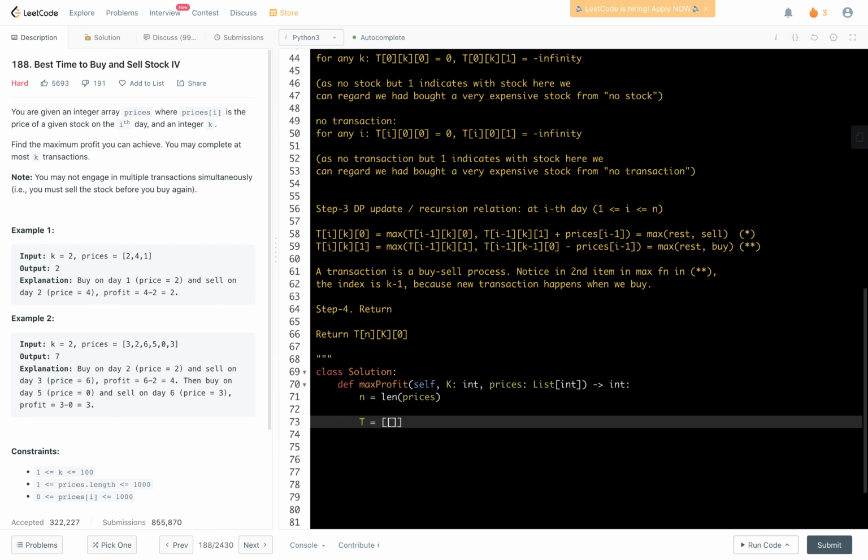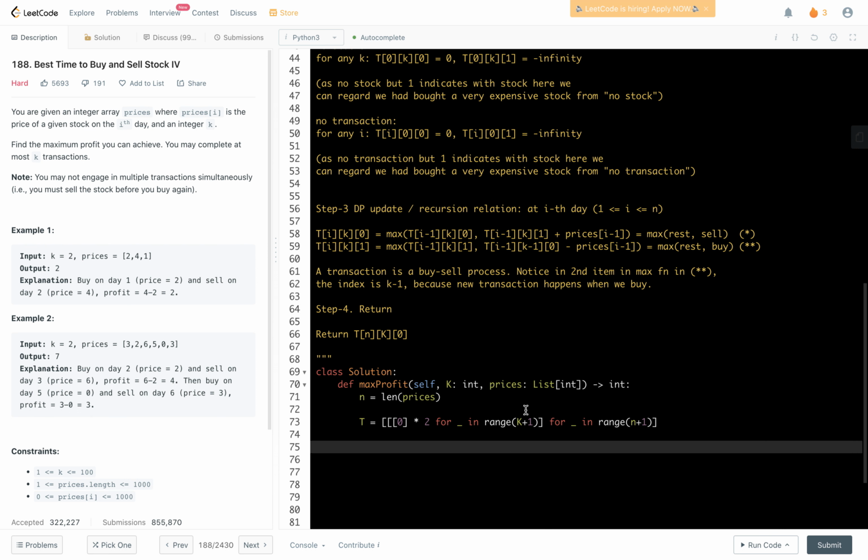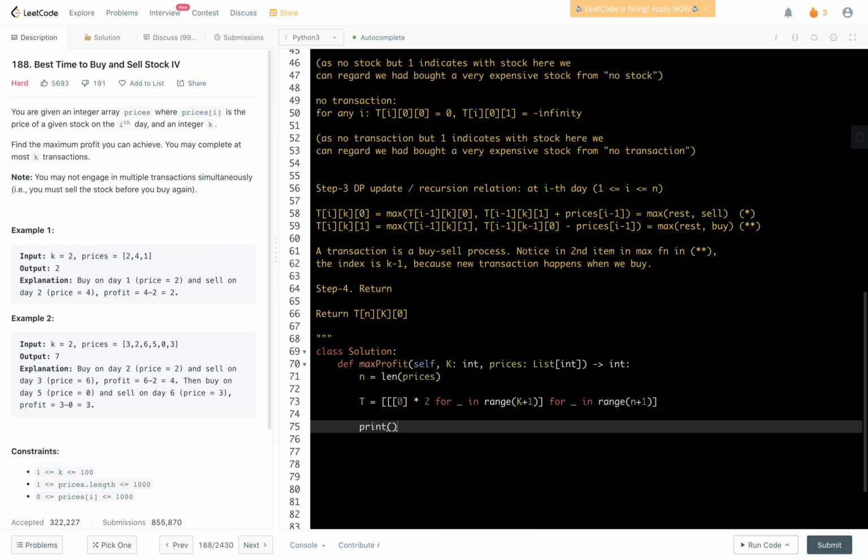Next we are going to initialize the DP table. I'm going to call it T, which is essentially 3-dimensional. Here I'm going to do 0 times, because this has 2 states, right? So for a dummy index in range, I'm going to use k plus 1. Inside, this is a k plus 1 times 2 grid or matrix. Then for i in range m plus 1.